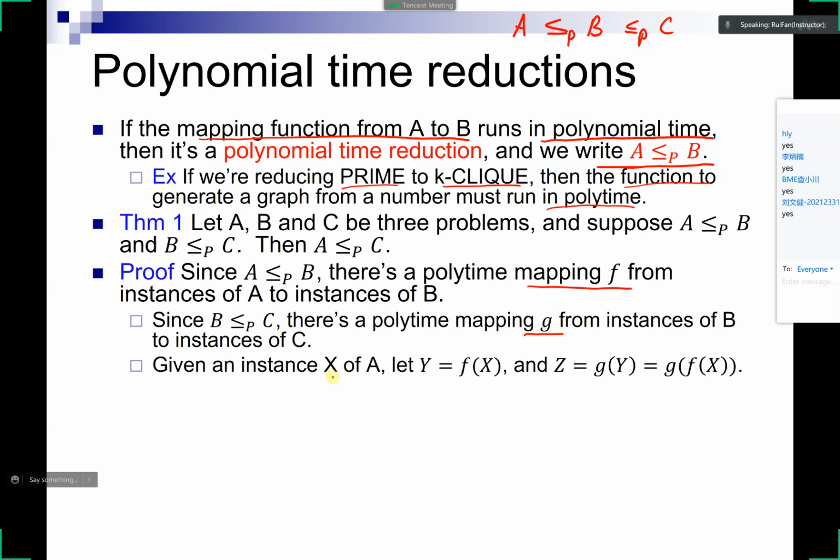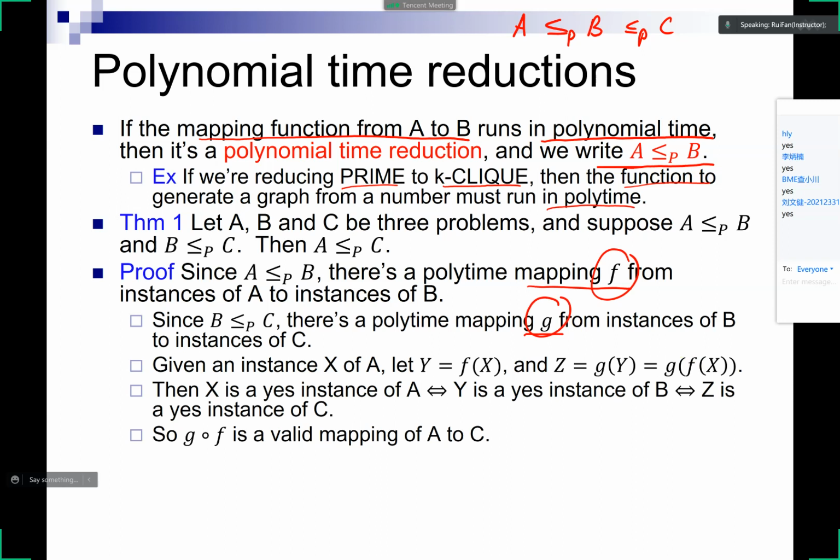Now if I have an instance x of A, let y be the first mapping using F, and then let z be the second mapping using G, which is simply equal to G of F of x. Now we know that by the definition of F, x is a yes instance of A if and only if y is a yes instance of B, because y equals F of x.